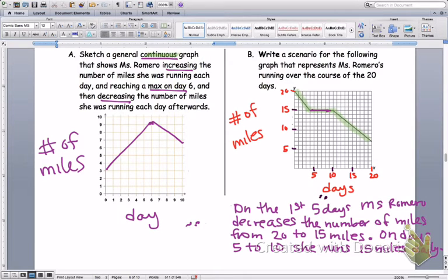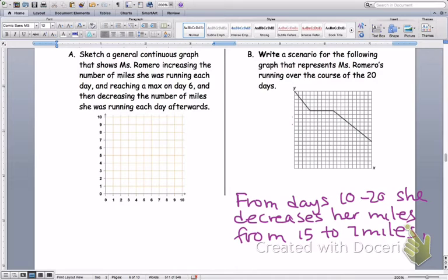Now let's go into that last piece. From days 10 through 20, she decreases her number of miles from 15 to, let's say this little guy right here, that's going to be 7. So here's the last piece. From days 10 through 20, she decreases her miles from 15 to 7. Go ahead and write this out, and let's move on to the next problem afterwards.